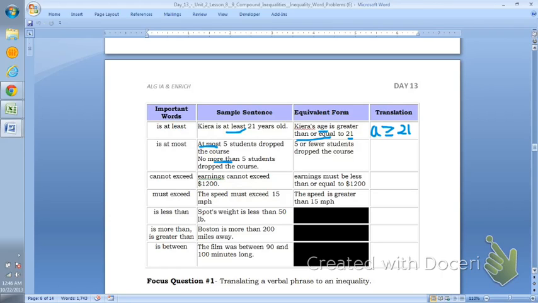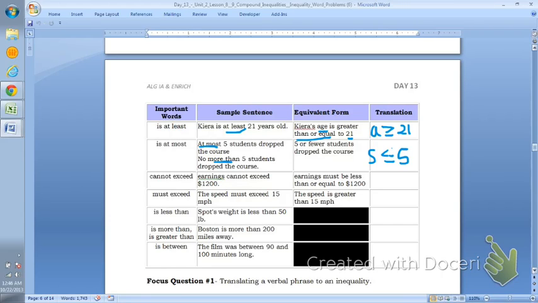All this is just like going to Ross. The most you can spend, or the most students, at most, is always the less than or equal to sign. So students are less than or equal to 5. That's how you would write that statement.